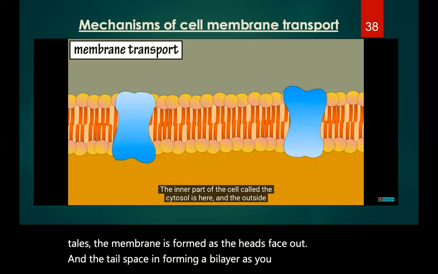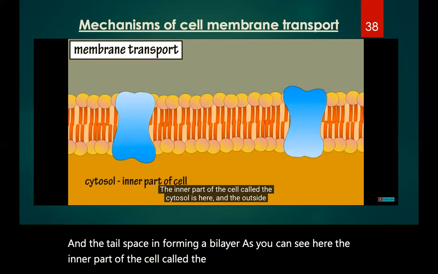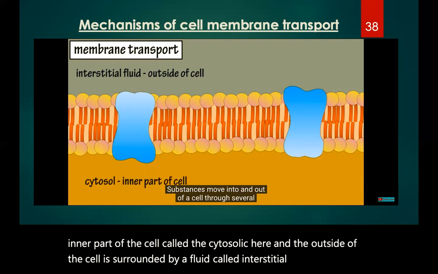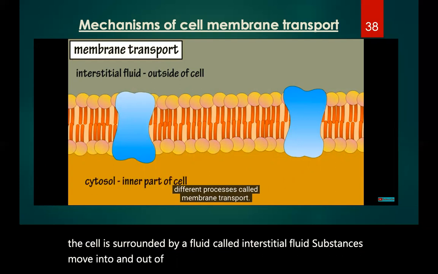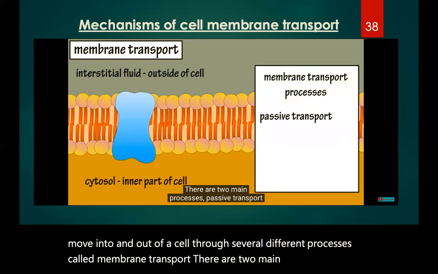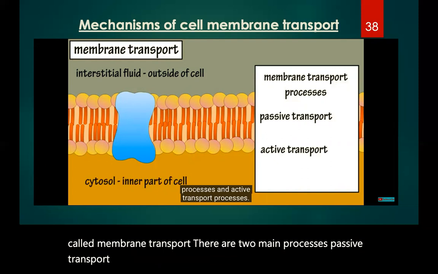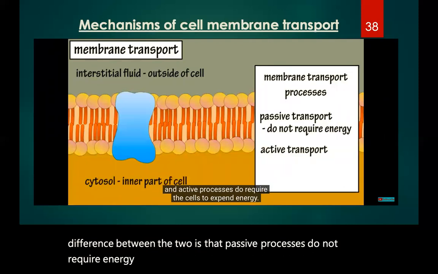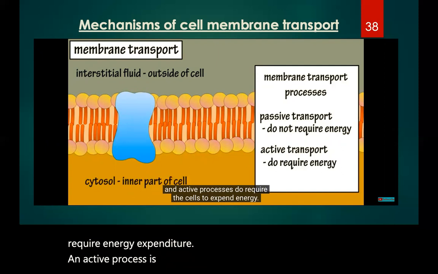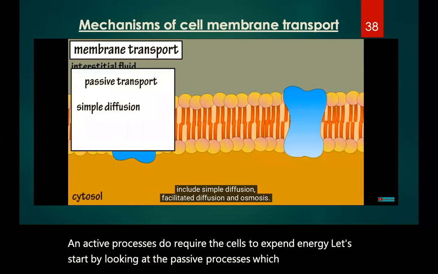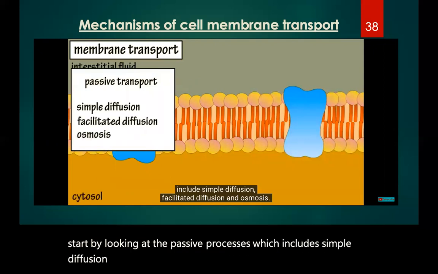The inner part of the cell, called the cytosol, is here, and the outside of the cell is surrounded by a fluid called interstitial fluid. Substances move into and out of a cell through several different processes called membrane transport. There are 2 main processes: passive transport processes and active transport processes. The main difference between the 2 is that passive processes do not require energy expenditure, and active processes do require the cells to expend energy. Let's start by looking at the passive processes, which include simple diffusion, facilitated diffusion, and osmosis.